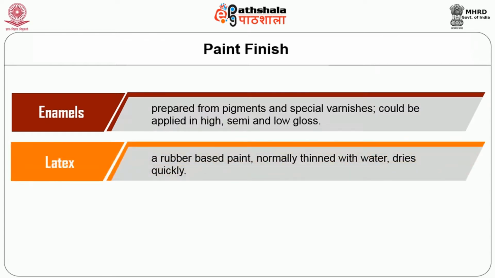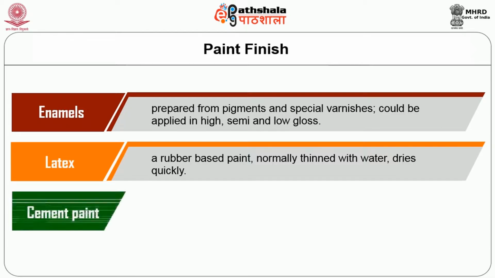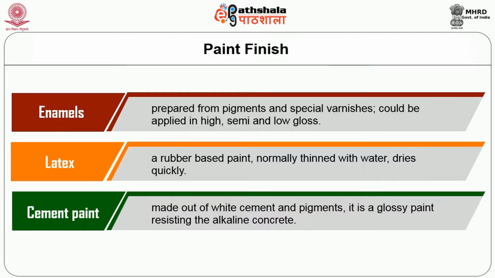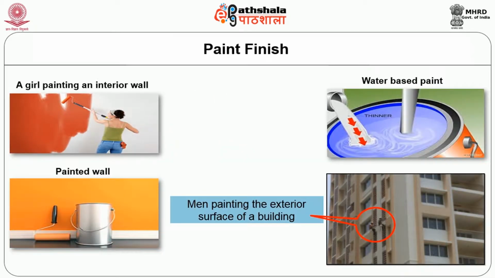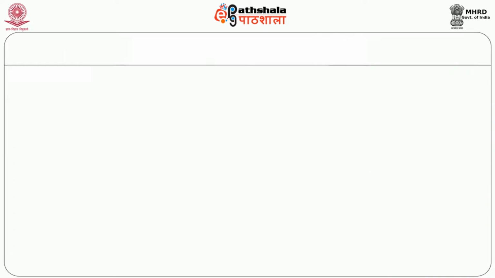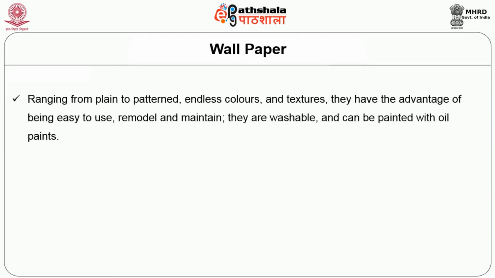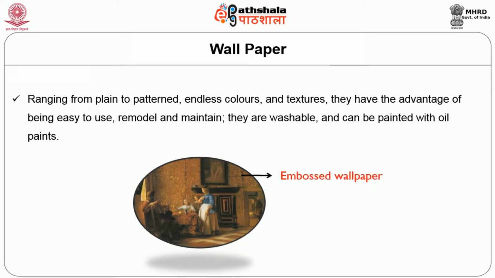Latex, a rubber based paint, normally thinned with water, which dries quickly. Cement paint, made out of white cement and pigments, is a glossy paint resisting the alkaline concrete. Wallpapers. Ranging from plain to patterned, endless colors and textures, they have the advantage of being easy to use, remodel and maintain. They are washable and can be painted with oil paints.